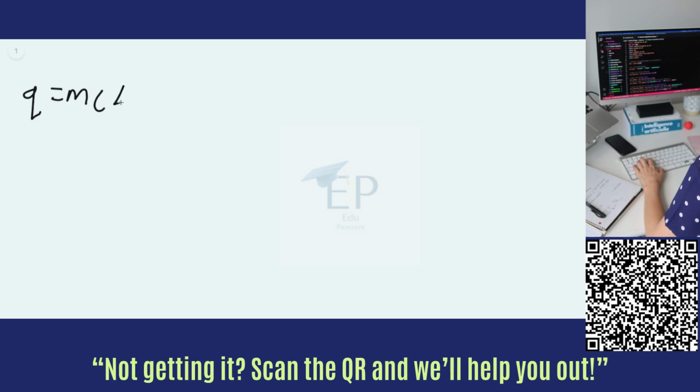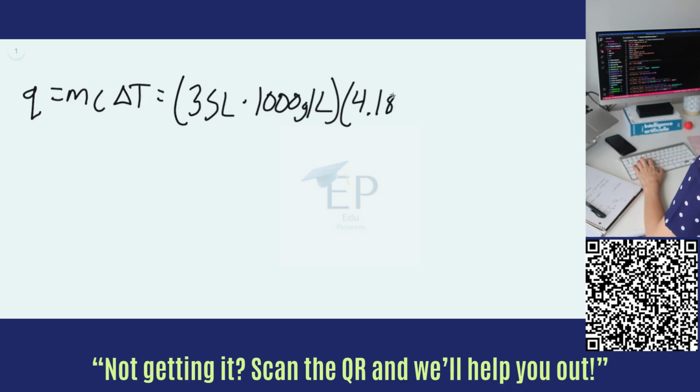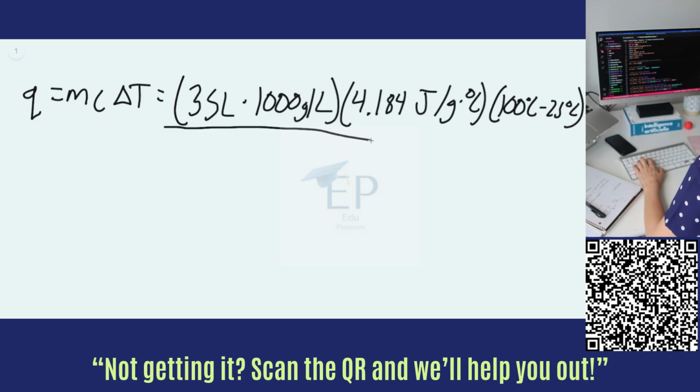So that's just mcΔT. And so our m is going to be our 35 liters times 1,000 grams per liter in order to get that into grams. Then our specific heat of water, 4.184 joules per gram degrees Celsius. And then our ΔT, which is 100 degrees Celsius minus 25 degrees Celsius, since the boiling point of water is 100 and we start at 25.